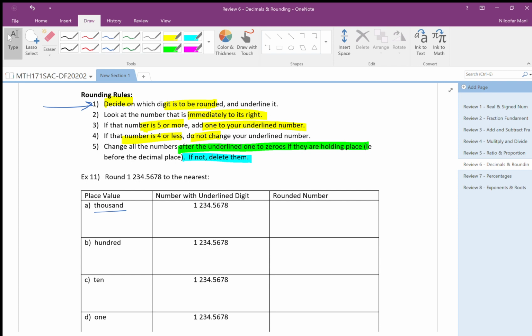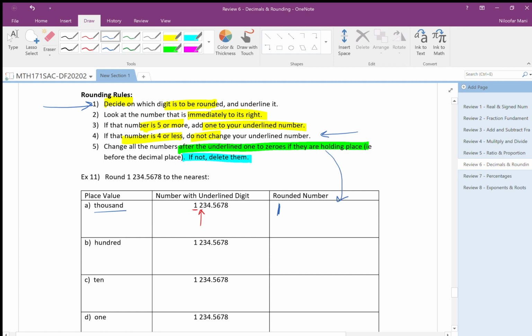Okay, so you underline 1000. Which one is 1000? How do I know? Because 4 is 1, 3 is 10, 2 is 100, 1 is 1000. Then I underline that and check the one after. The one after is 4 or less, because it's 2, so it's less than 5. So I don't move up, I just don't change 1. See, it says don't change, because the one after is 2.